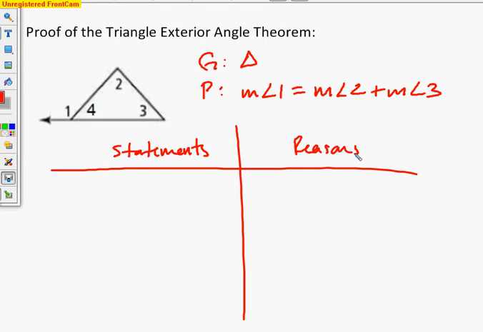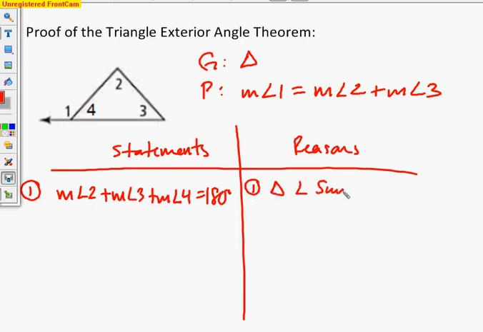So the first statement, okay, you have that triangle, so that's fine. What do we know? Well, because it's a triangle, I know that the measure of angle 2 plus the measure of angle 3 plus the measure of angle 4 is 180. This is the triangle angle sum theorem. I know that.